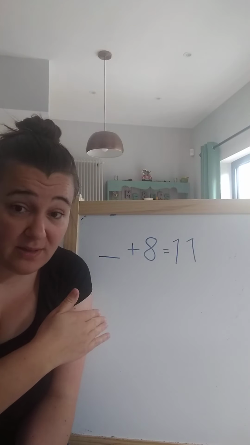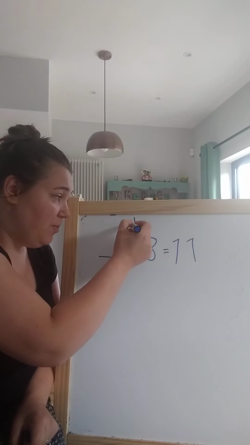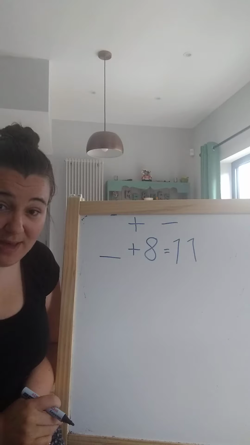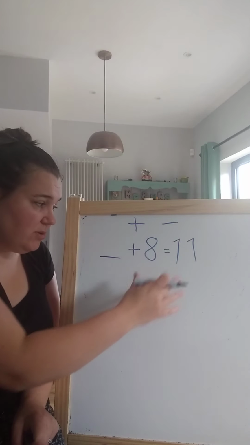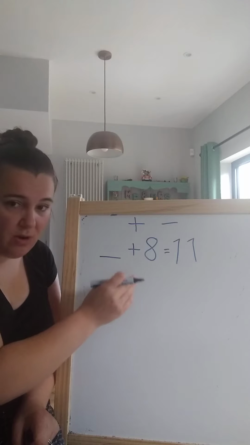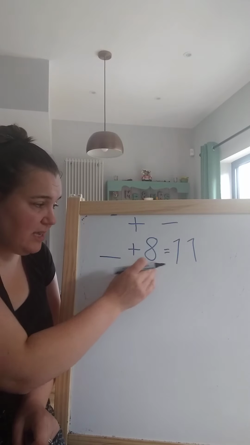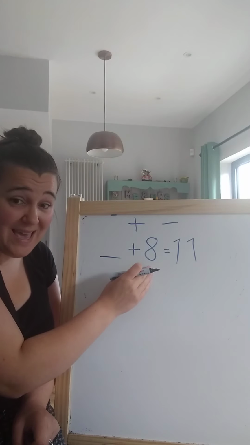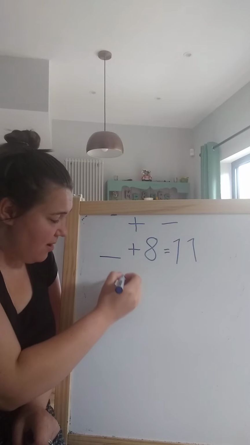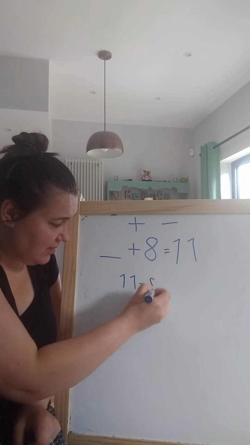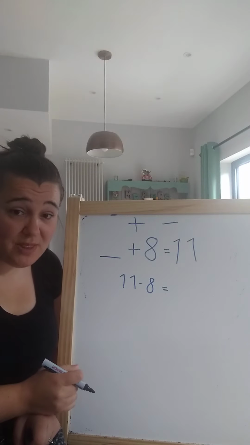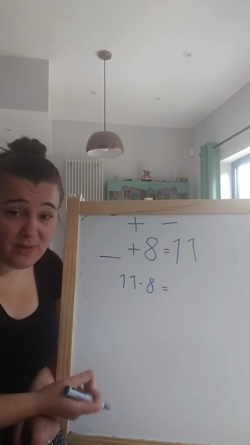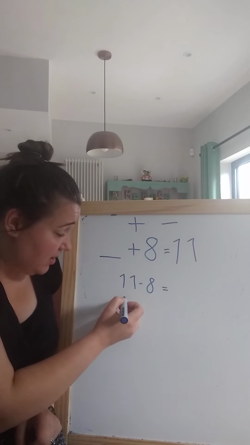Inverse means opposite. So what is the opposite to adding? Taking away. They are kind of linked that way. So if I want to figure out what the missing number is, I have to do the opposite. Instead of something add 8 equals 11, I'm going to use the numbers I've got: 11 take away 8. Whichever method you're using is absolutely fine. I'm going to use the tens and ones.